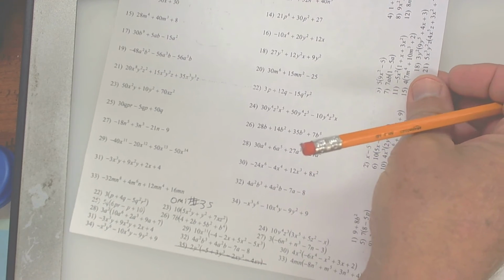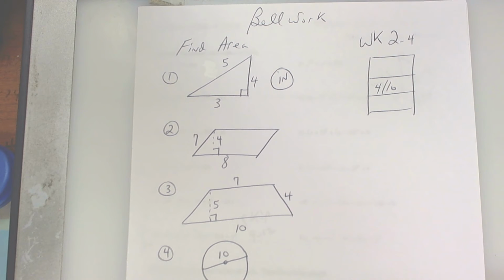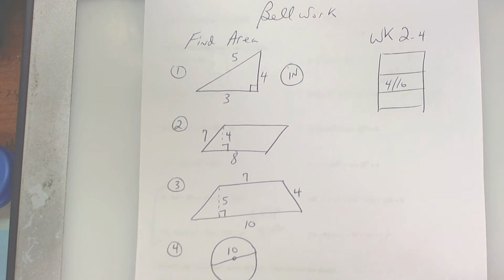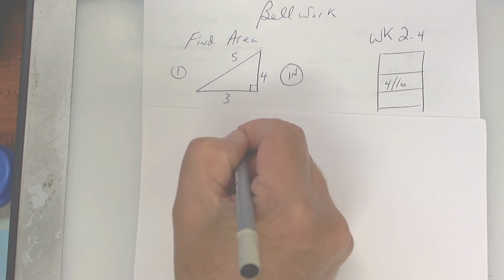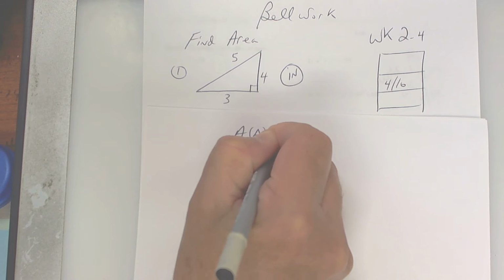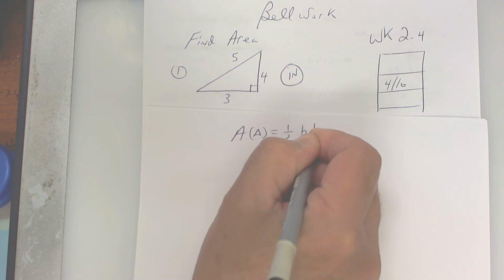There's the worksheet anyway for Math for College Readiness. Let's talk about geometry now. Yesterday I gave you some problems, and let's take a look here. On this one, it's a triangle. The formula for a triangle: area of a triangle is 1/2 the base times the height.